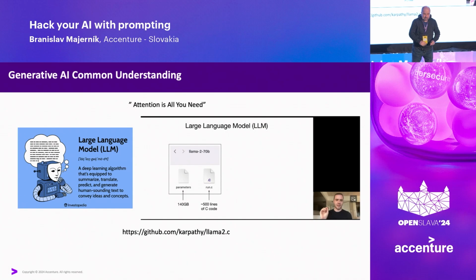In our case, we are using a different LLM. We are using large language models. What are large language models? You can more or less see. It's a learning algorithm, more or less a feed-forward neural network. And because it's trained, it's able to summarize, translate, predict, and generate human-like answers and output.